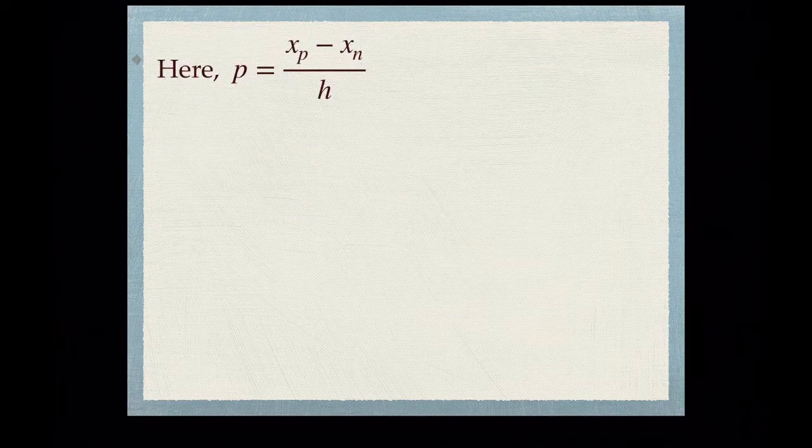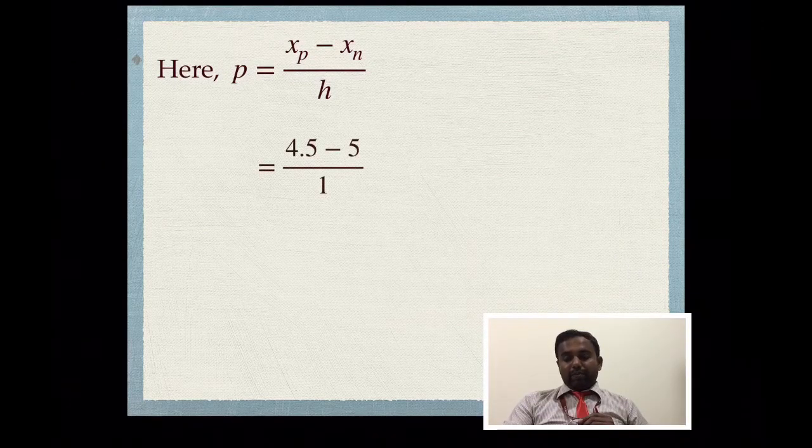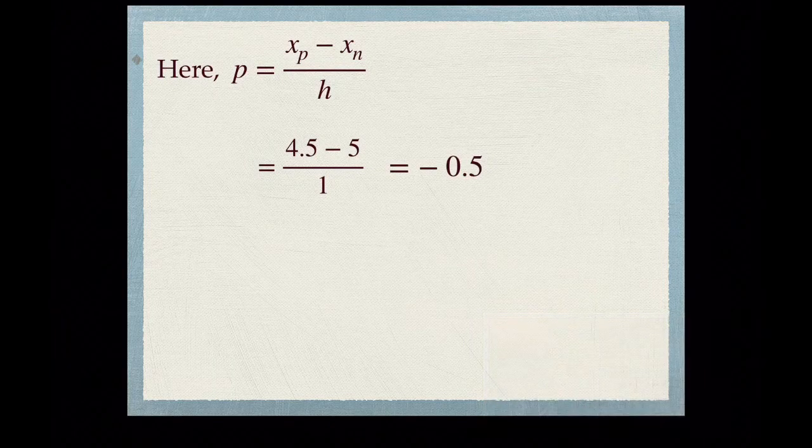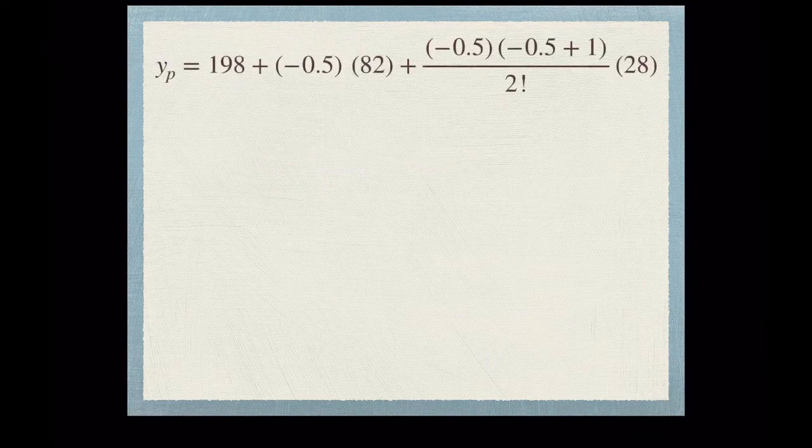The next stage, in backward interpolation, p is given by xp minus xn divided by h. xp value is 4.5, xn is 5, divided by 1. Of course, the difference is minus 0.5. So here p value is minus 0.5. Once we find all the values, we will substitute them.